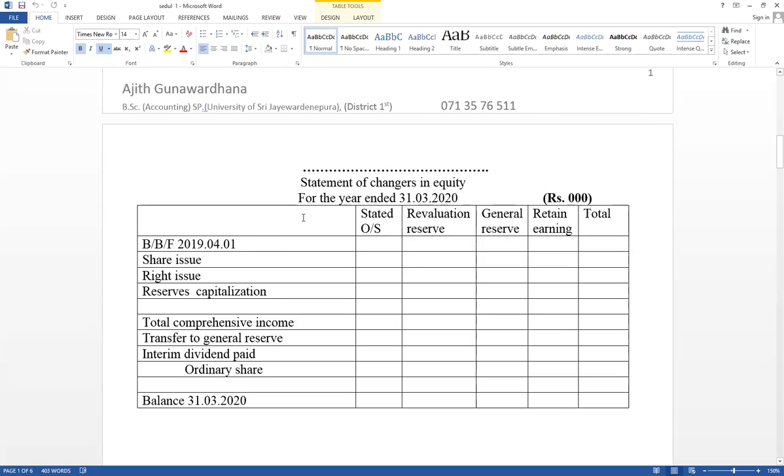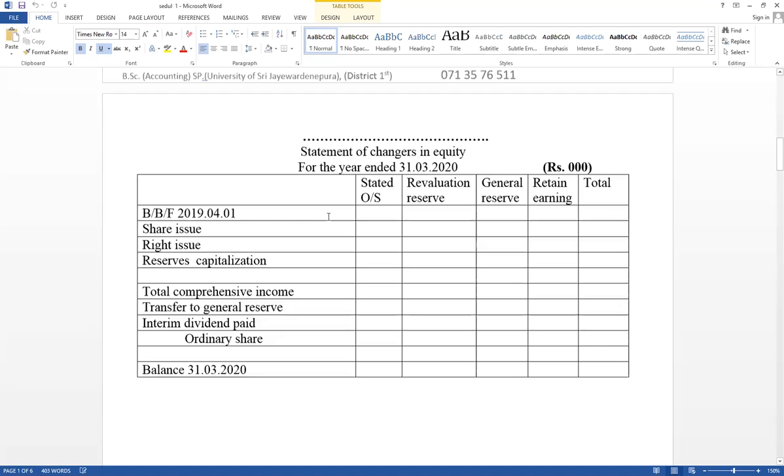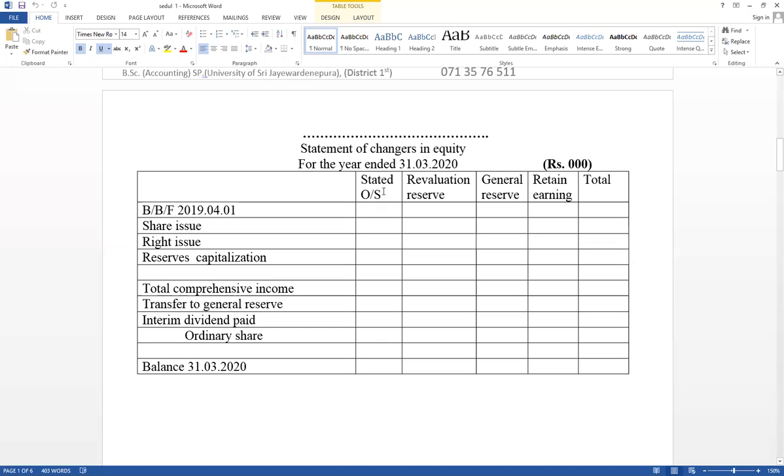This is a format for statement of changes in equity. Think about equity, which includes share capital and reserves: stated ordinary share capital, revaluation reserves, general reserves, and retained earnings. Those are the equity, ordinary shares and reserves. When compared with sole proprietorship and partnerships, there are 3 differences that can be recognized. Share issues, which we have discussed already, and income tax adjustment as well as dividends adjustment. Those are the specific areas relevant for company. That part we have discussed already.